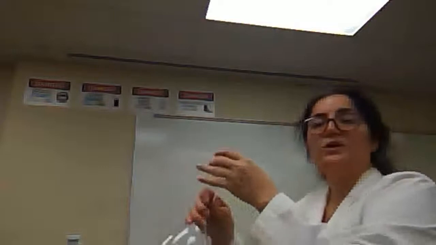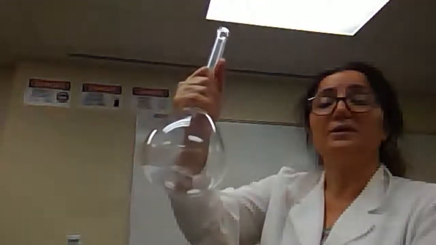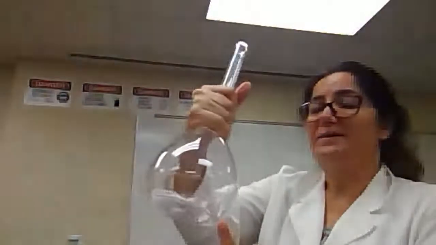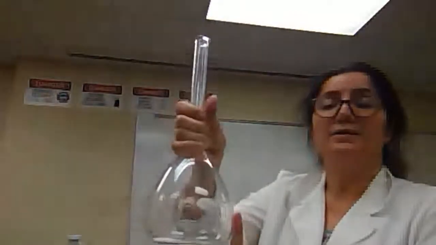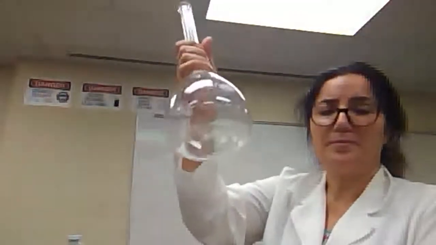What's my next step? What should I do next? I have the solid, which we did the calculation for, and added to the flask. What should be my next step?